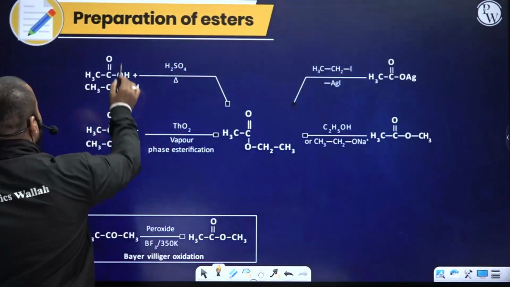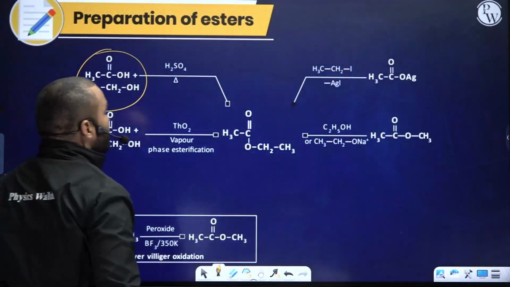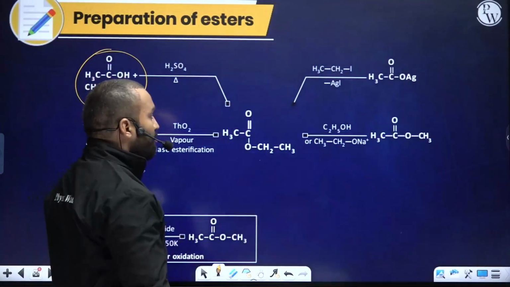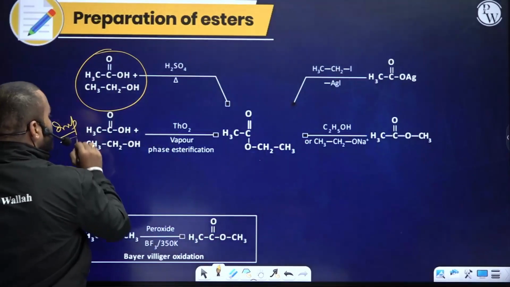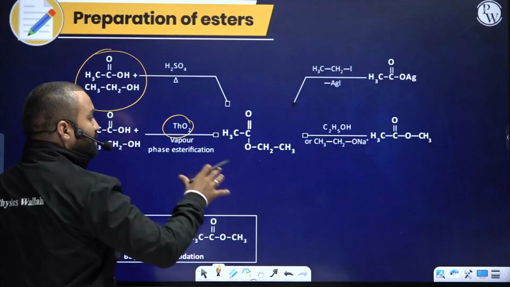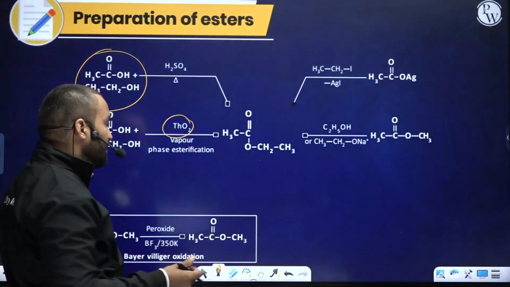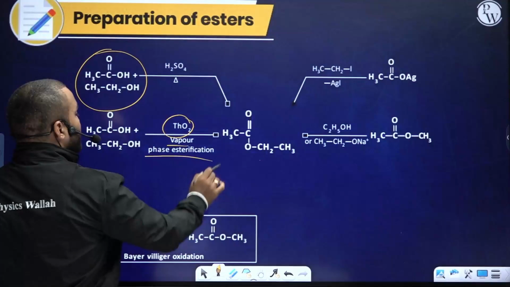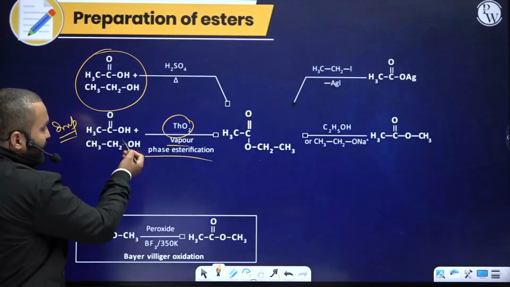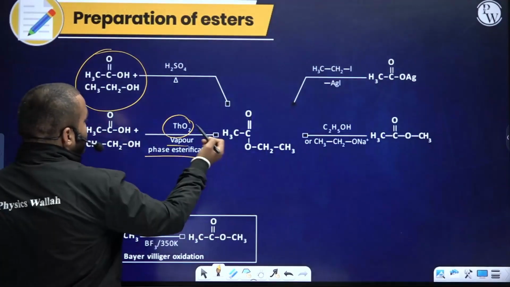Now esters. We have discussed that acid and alcohol treated together will form ester. This is an important reaction to know. Thorium oxide is a dehydrating agent since it works at a high temperature. So this is vapor phase esterification. Alcohol and acid react together to form an ester.